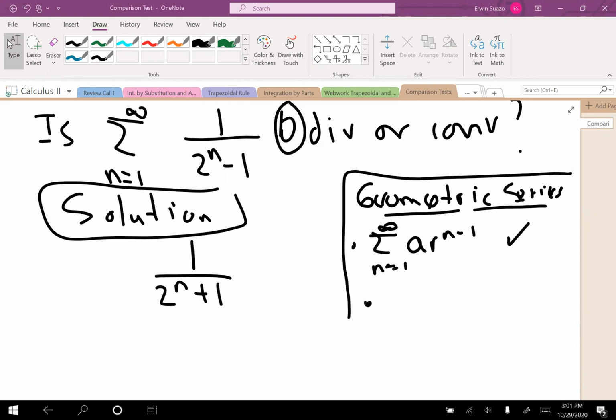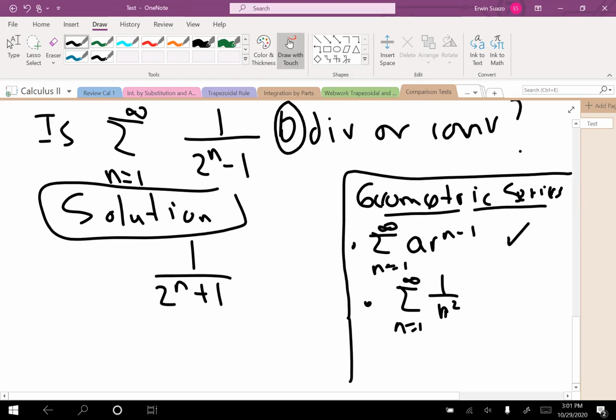So you know the sum of 1 over n squared. You know that one. Is that one convergent or divergent? I think it's divergent. 1 over n squared? No, that's convergent. The sum of 1 over n is divergent. You can say it equals infinity. Okay.